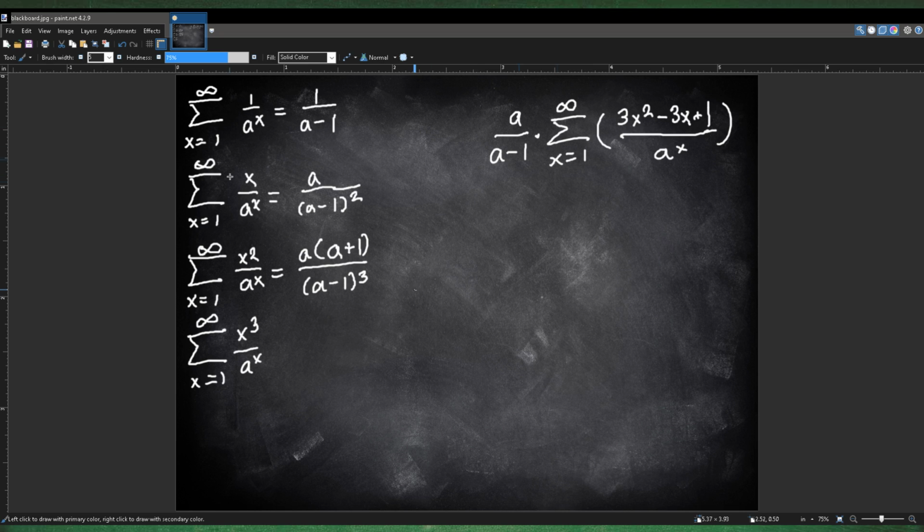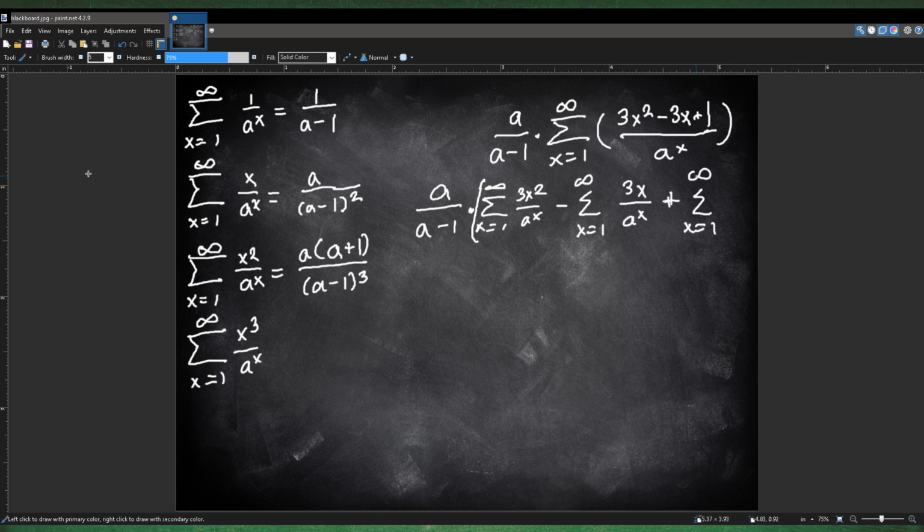So we have a over a minus 1 times, and then we can split the summation up from 1 to infinity, right? You have to keep the bounds the same. 3x squared over a to x. Remember, this is in parentheses. It kind of looks ugly, but it's fine. Minus the summation from x equals 1 to infinity of 3x divided by a to the power of x, plus the summation from x equals 1 to infinity of 1 over a to the x, right?